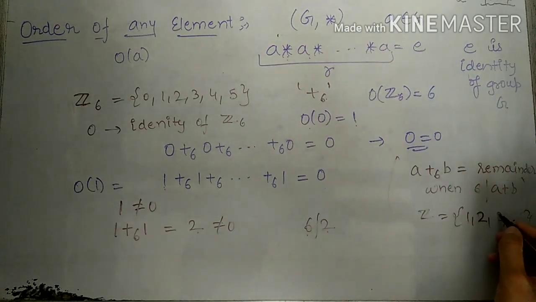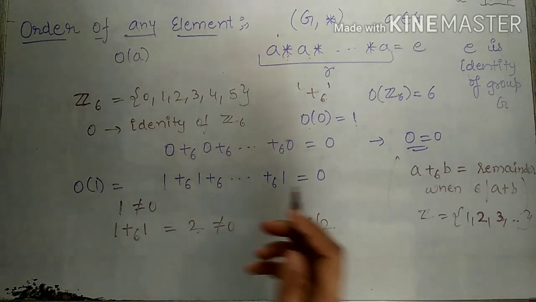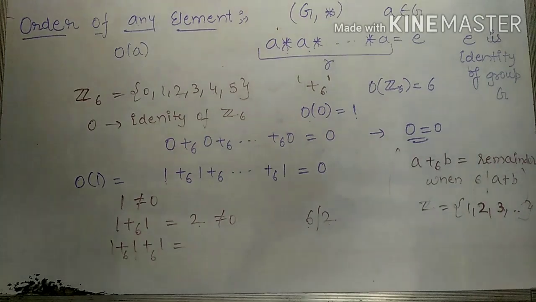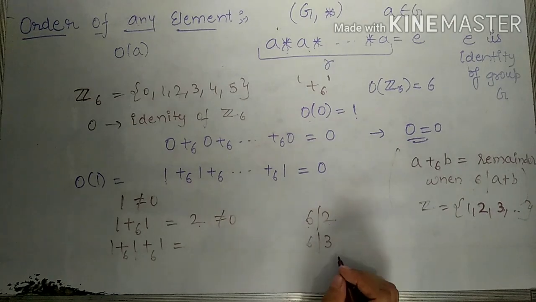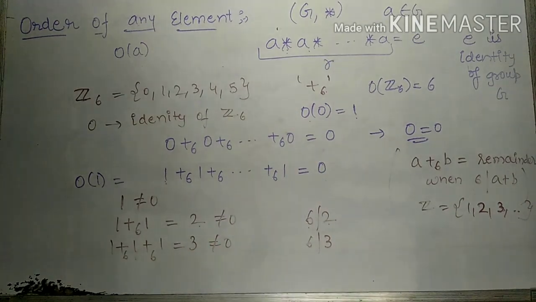Next, let's take the positive integer as 3. That is, let's operate 1 with itself 3 times. What will we get? It is the remainder when 6 divides 3. So what is the remainder when 6 divides 3? It will be equal to 3, and it is also not equal to 0.